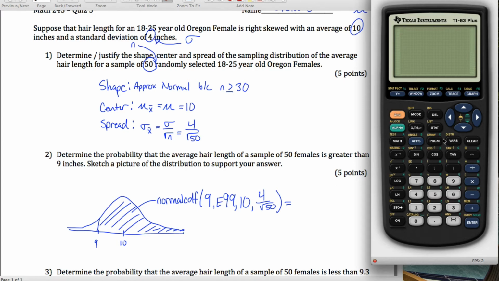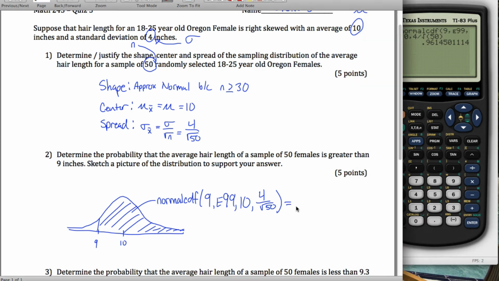Anyways, go and type all that in your calculator. So let's see, I'll use normal CDF. That's under the distribution menu, second variables. Normal CDF is the second one listed. Then my lower bound is 9. Upper bound was not given, so I'm going to use E99. Center was 10. And the standard deviation is 4 divided by the square root of 50. Hit enter, and it'll calculate this area for me, this probability. It says it's 0.96. 0.9615 maybe. In other words, 96.15%.